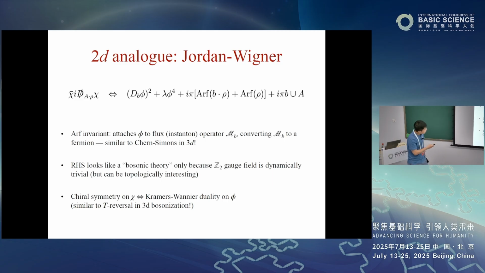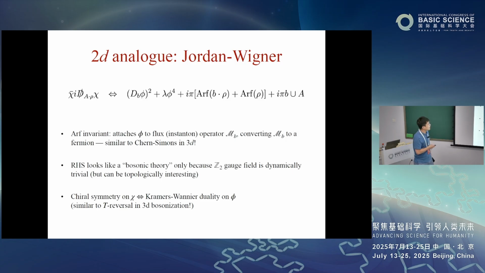Here's the 2D analog. It's basically the Jordan-Wigner duality. The statement is that if I look at a 2D Majorana fermion, it's well known that it's also dual to the Ising model, the Ising CFT. One way to make that statement a little bit more precise is the following. Here's your 2D Majorana fermion, where chi is a real fermion. The statement is that this theory is dual to this one, where phi is again a real scalar. It's basically the Ising model.